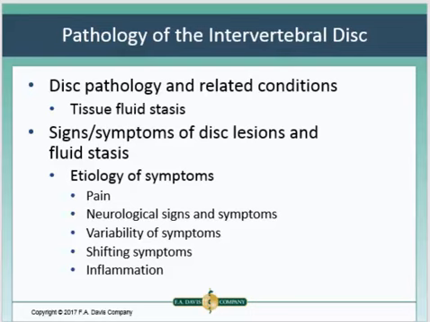If there is an anterior bulge, it's pushing only on the anterior longitudinal ligament. That can result in back pain, but there are no neurological signs. The spinal cord is not there, the nerve roots are not there, so it's not going to create neurological signs. And often with disc lesions or those who have fluid stasis changes, their symptoms may shift.